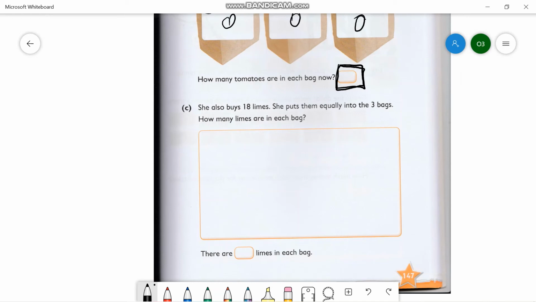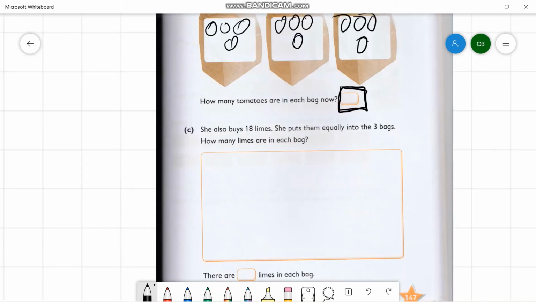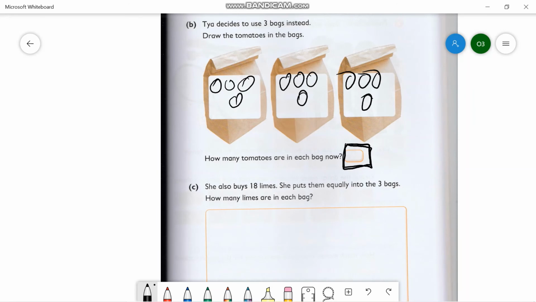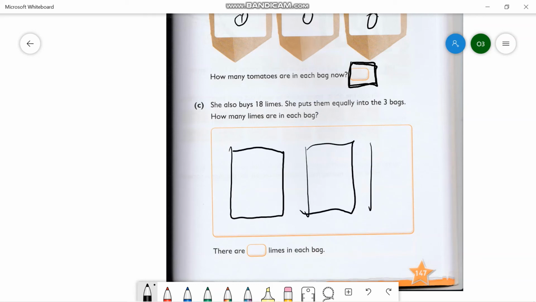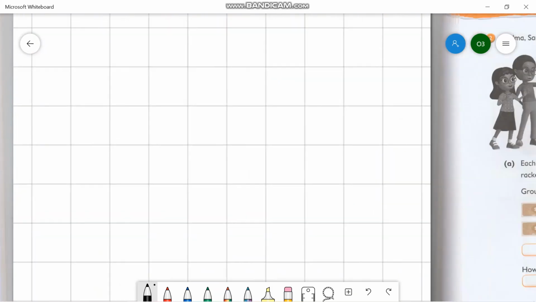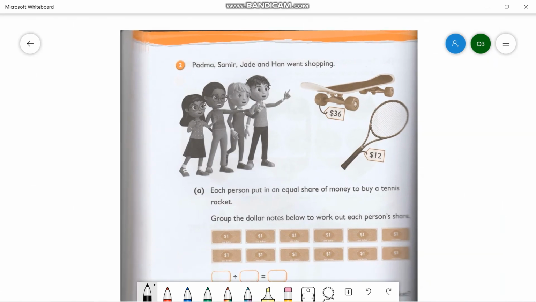So we have to make 3 bags here, like the bags that we have in letter B. So you can make here a square or a rectangle to represent the bags. And then you have to put 18 limes. So you have to count up to 18 and count how many limes are in each bag, and then you have to write your answer here. Okay, let's continue.